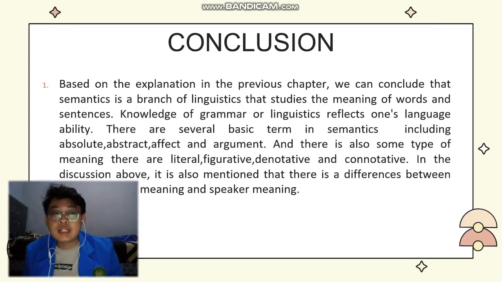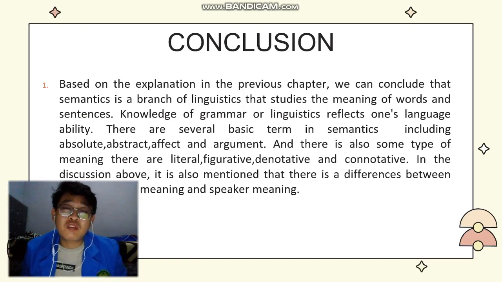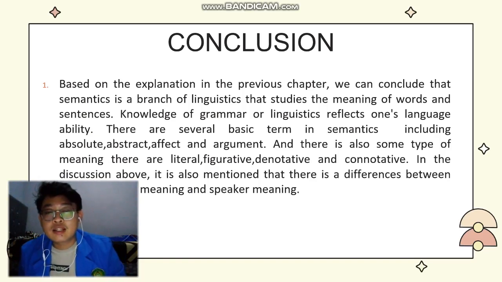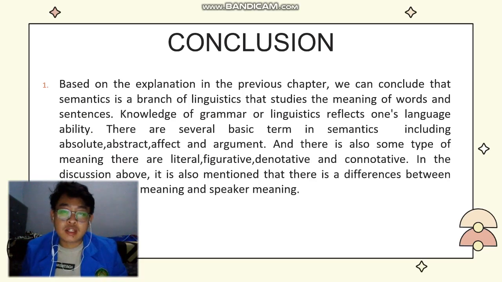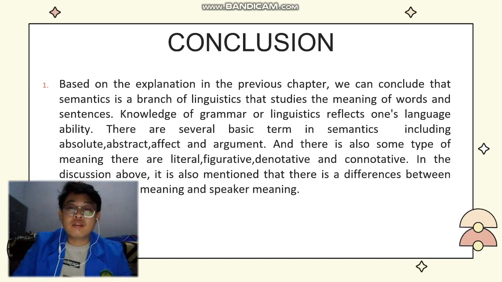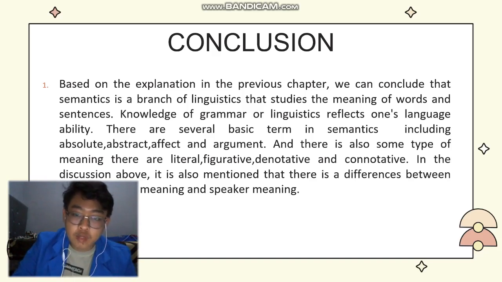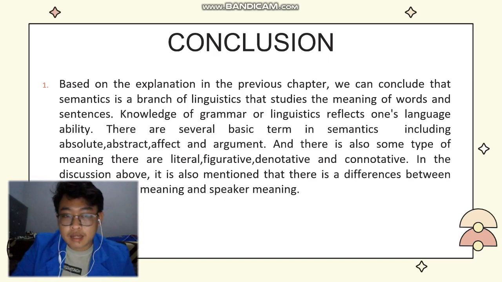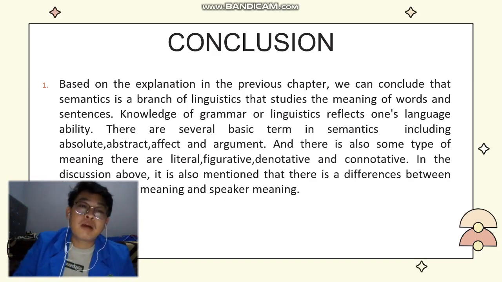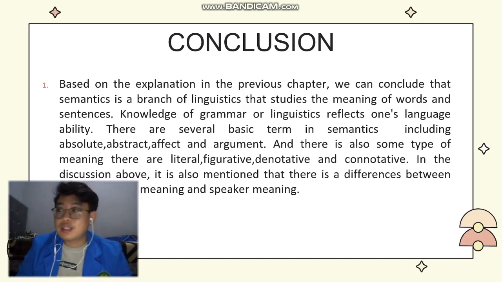So the conclusion is, based on the explanation in the very first chapter, we can conclude that semantics is a branch of linguistics that studies the meaning of words and sentences. Knowledge of grammar or linguistics reflects one's language ability. There are several basic terms in semantics, including absolute, abstract, affect, and argument. There are also some types of meaning: literal, figurative, denotative, and connotative. In this discussion above, it is also mentioned that there is a difference between sentence or word meaning and speaker meaning. So I think that's all for my presentation.